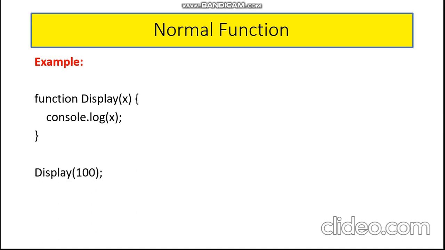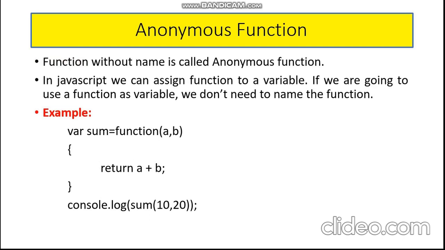Now the next type of function which we use in JavaScript is an anonymous function. So what is meant by anonymous function? A function without a name is called an anonymous function. In JavaScript, we can assign a function to a variable if we are going to use the function as a variable, so we do not need to name the function. So an anonymous function is nothing but a function without a name. We use this function as a variable, so we don't need to name it.